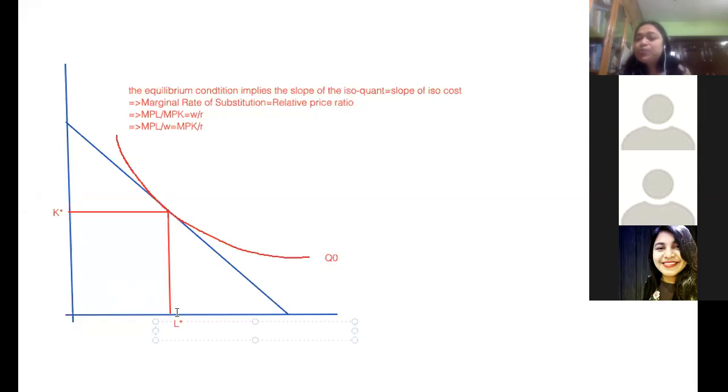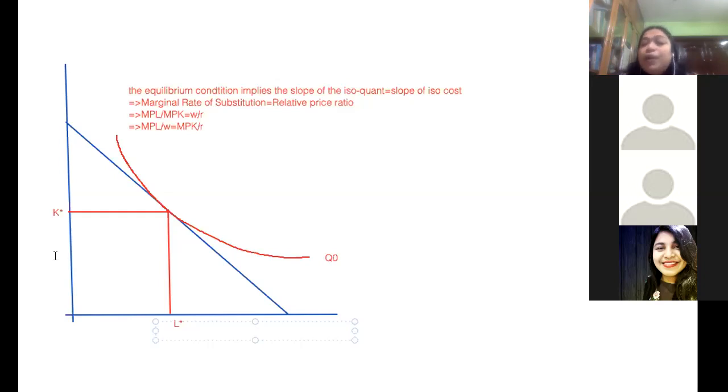So what do we want to do in the long run? What is the difference between short run and long run? In the short run, capital is kept constant. In the long run, capital is also variable. So in the long run, you cannot choose just the optimal level of labor. You have to choose that combination of labor and capital that is optimal. So you have to choose both of them, optimal level of labor and optimal level of capital, since the firm can vary both of them.